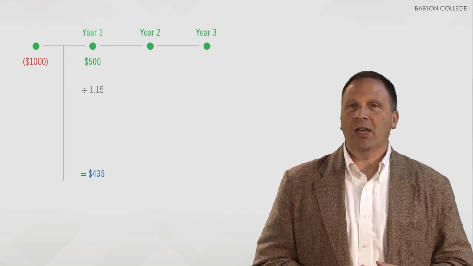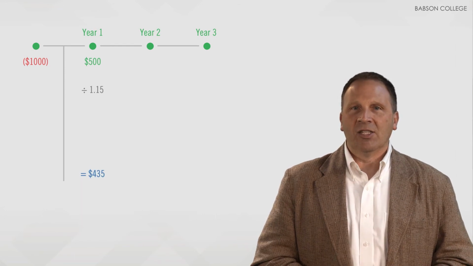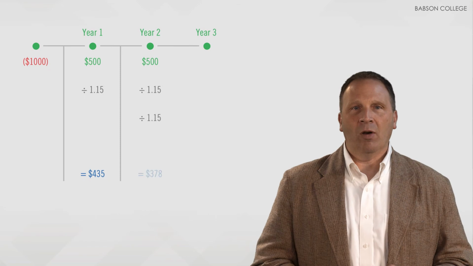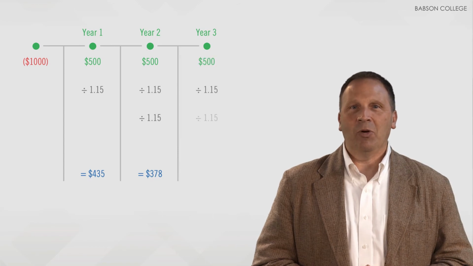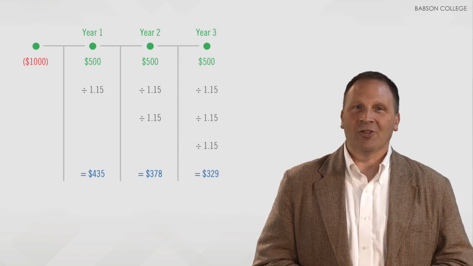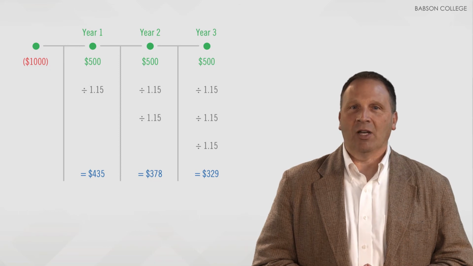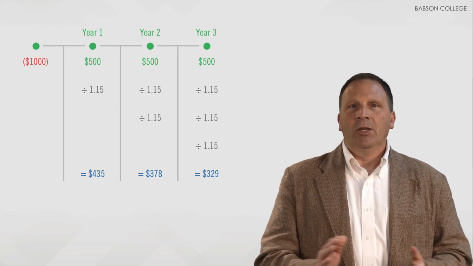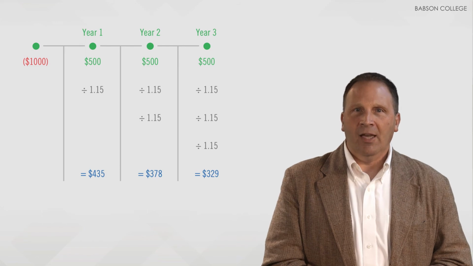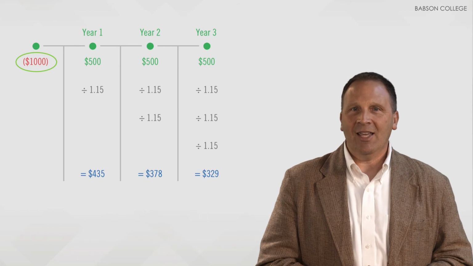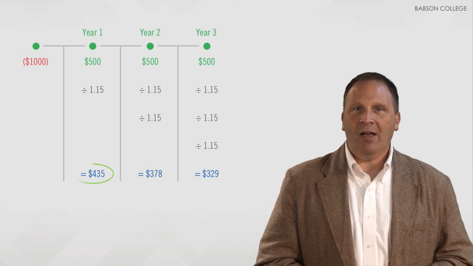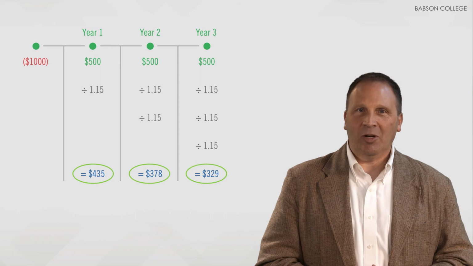So the first 500 you divide by 1.15 and get $435. The second 500 you divide by 1.15 twice because it occurs in year 2 and get $378. The third 500 you divide by 1.15 3 times because it occurs in year 3 and you get $329. So to sum, your initial investment occurs today and is an outflow of $1,000. The set of cash flows you expect to get in today's value are now $435, $378, and $329.